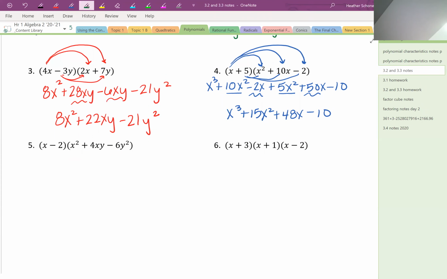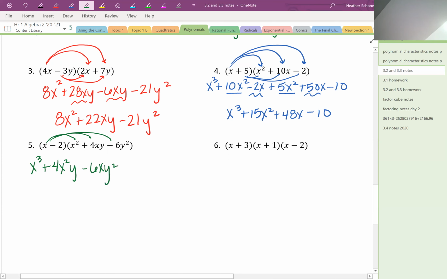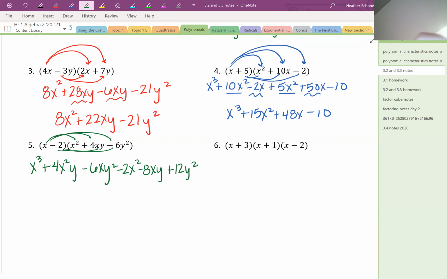On our next one, we've got another binomial times a trinomial. So first we have to multiply x times everything. So I have x cubed plus 4x squared y minus 6xy squared. Now I have to multiply everything times negative 2. So I have negative 2x squared, negative 8xy, and positive 12y squared. When I get done, I'm going to take a look at it, but I don't have any like terms, so I'm just going to leave it as is.